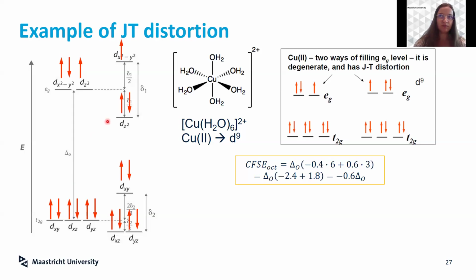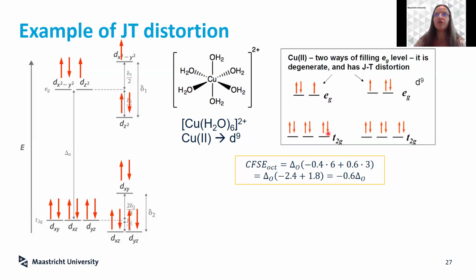So now, instead of finding yourself with this option, you now have one lower level that gets completely filled and one higher level that is singly occupied. This doesn't have anything else to do. Everything else is filled. So the one that could have had the option has the option removed. So how do we quantify this stabilization energy?